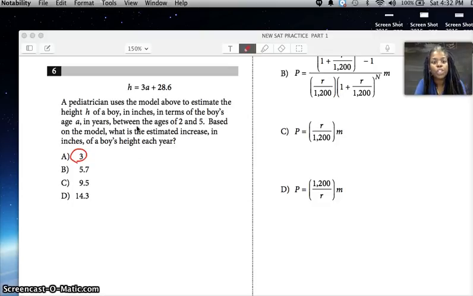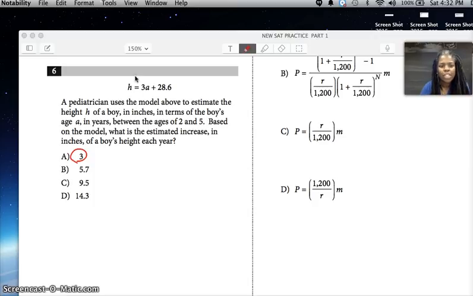A pediatrician uses the model above to estimate the height h of a boy in inches in terms of the boy's age A, in years between the years of 2 and 5. Based on the model, what is the estimated increase in inches of a boy's height each year?